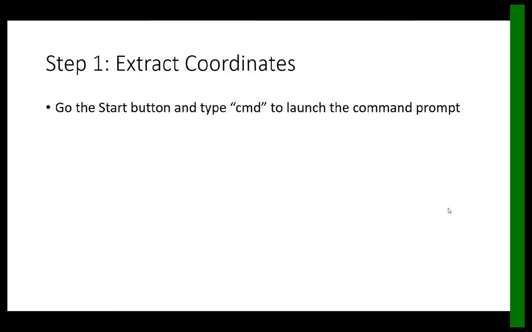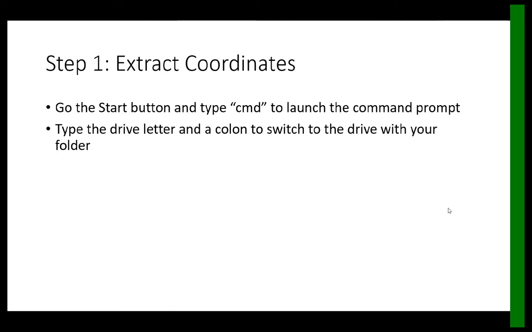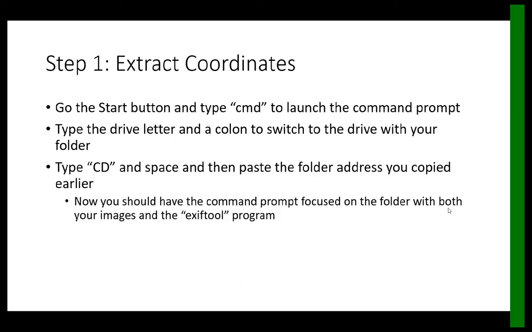Now to get the command line, we're going to go to the start button and type CMD, and that's going to launch the command prompt. Then we need to switch to the drive which contains your images. So just type that drive letter and a colon and hit return, and that'll switch it to the drive. Then you have to change to the directory which contains your images. So you use CD, or change directory, and then a space, and then paste that folder address that you just copied. Just use Control V to paste that folder address and then hit return, and that should switch you to the folder that contains the images and the EXIF tool program. This is what you need to do so you can run that program.